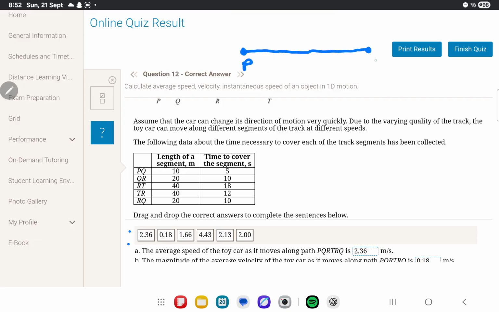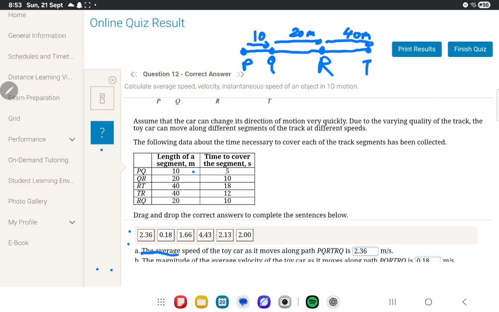So, this is P, this is T, this is Q, and this is R. Okay, so PQ is 10 meters. So PQ in this direction is 10 meters. QR is 20 meters. Okay, RT is 40 meters. And now TR is 40 meters. Okay, it's the same thing, it's the same distance because again it's RT and TR. It's the same exact thing, but they took different times to cover it.